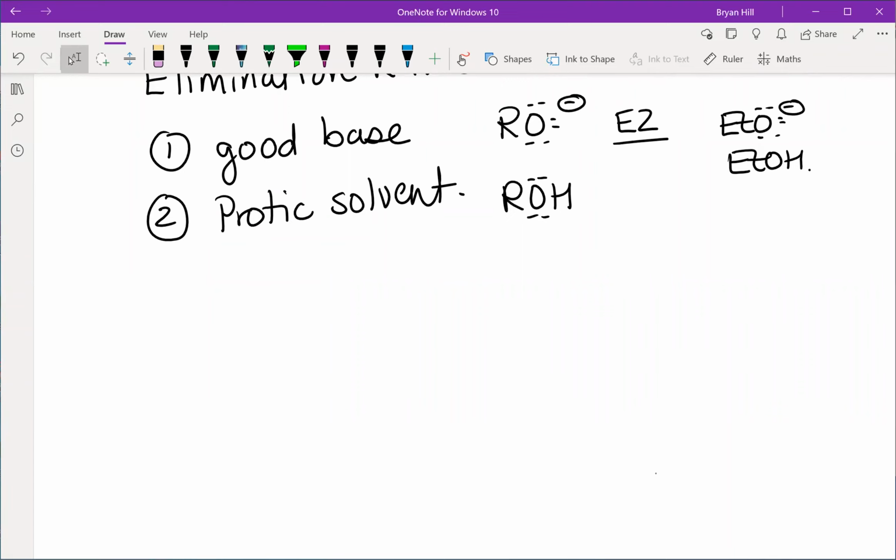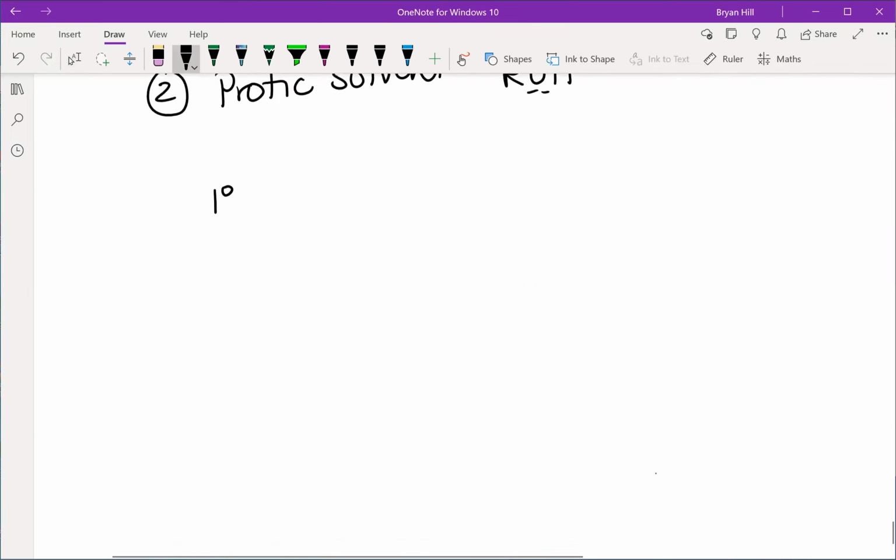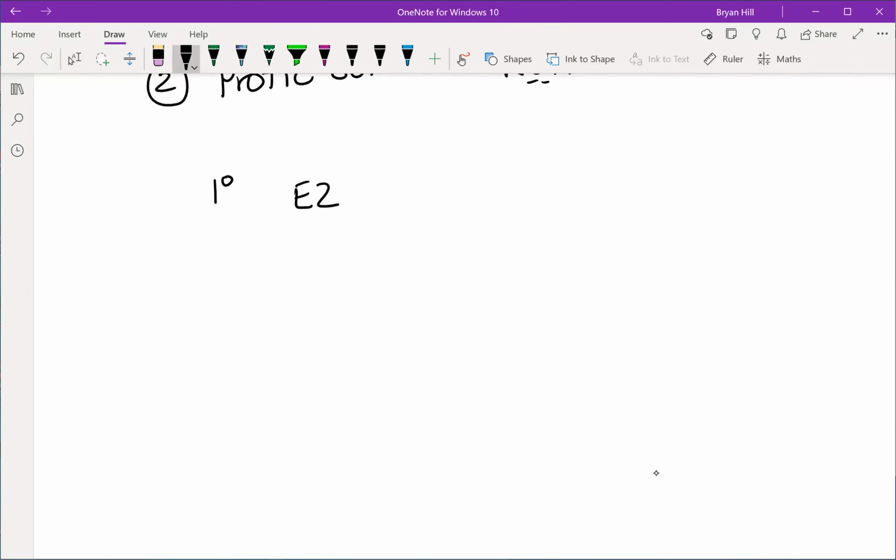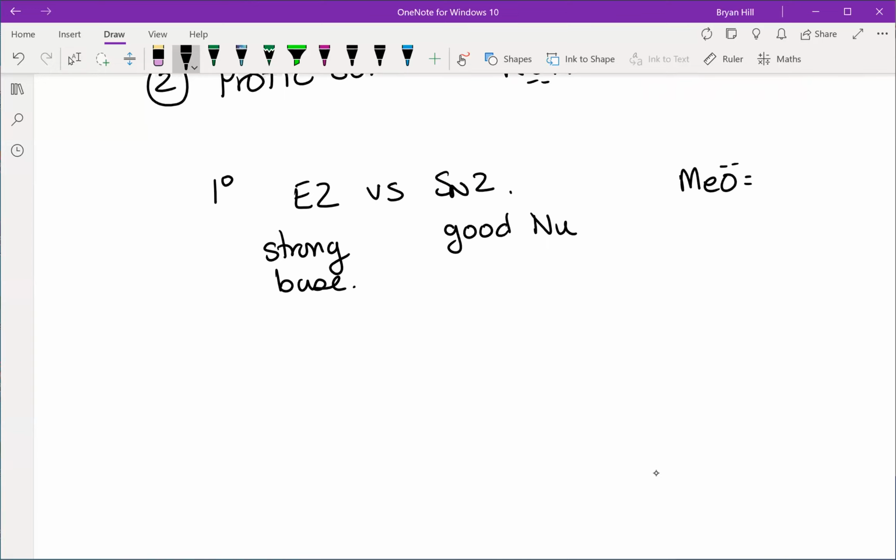So for primary alkyl halides, the two possible reactions are going to be E2 versus SN2. For SN2, you want to use a good nucleophile. For E2, you want to use a strong base. A Lewis base can be both. Technically, methoxide could be both, right? It could be a nucleophile or a base. They more often behave like bases than nucleophiles.